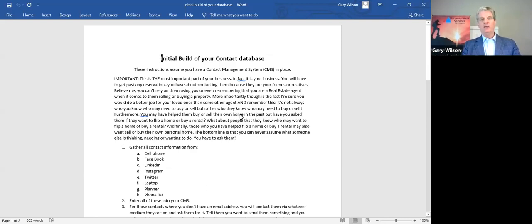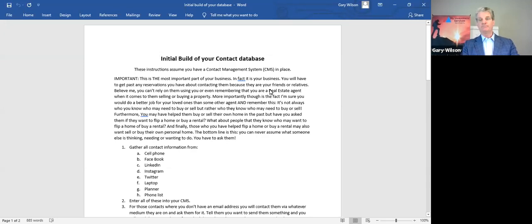In any case, you may have just helped somebody buy or sell a home. And by the way, this is an age-old Gary Wilson tip here. Every closing you go to, if it's an owner-occupant closing, always ask them once the closing's over, hey, have you ever thought about flipping a home or buying a rental? Okay? Make sure they know that's another part of your business, okay? And what about people you know who want to flip or buy a rental? In any case, the bottom line is this: make this number one for you, and you'll be number one for your clients, okay?